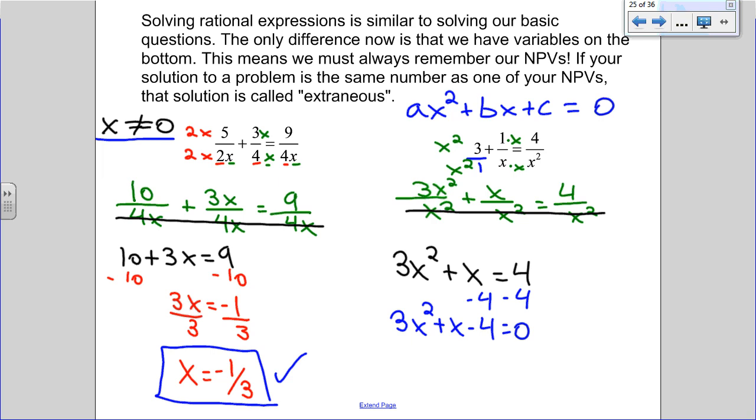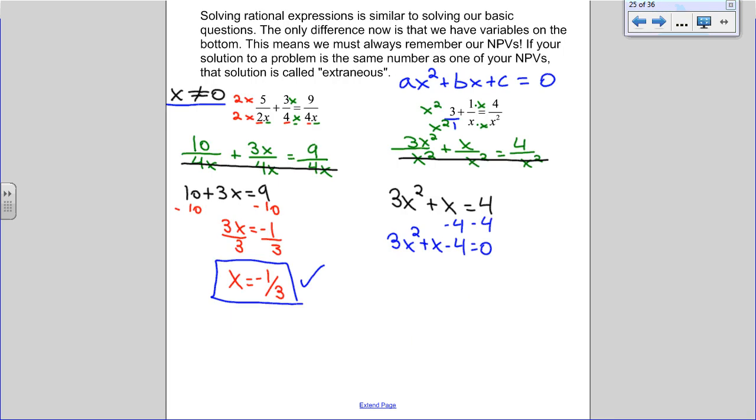The next thing that you do to solve these things and figure out what x equals is you factor it. So you're going to factor this thing right here. When you factor it, you're going to look for things that multiply to negative 12 and add to 1: 4 and negative 3. 3x plus 4, 3x minus 3 equals 0. You then divide one of these by 3. And you should get 3x plus 4, x minus 1 equals 0.